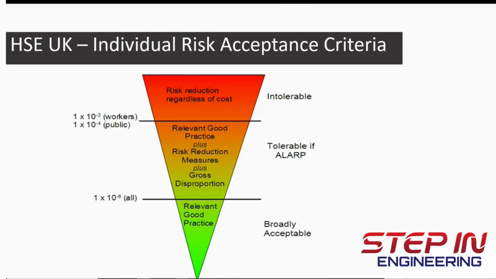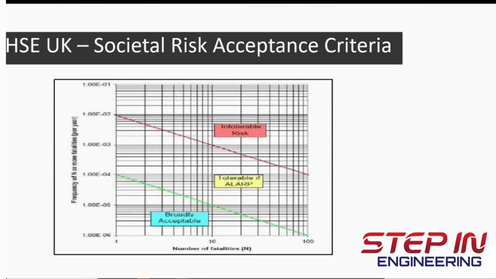If the risk falls above 10 raised power minus 4 and 10 raised power minus 3, then those risks are categorized as intolerable risk. In 99 percent of cases, you have to drop the project. If you couldn't drop this project, then you have to think about implementing more safeguards. This is with respect to the individual risk acceptance criteria. If you want to assess the societal risk, this is the acceptance criteria.